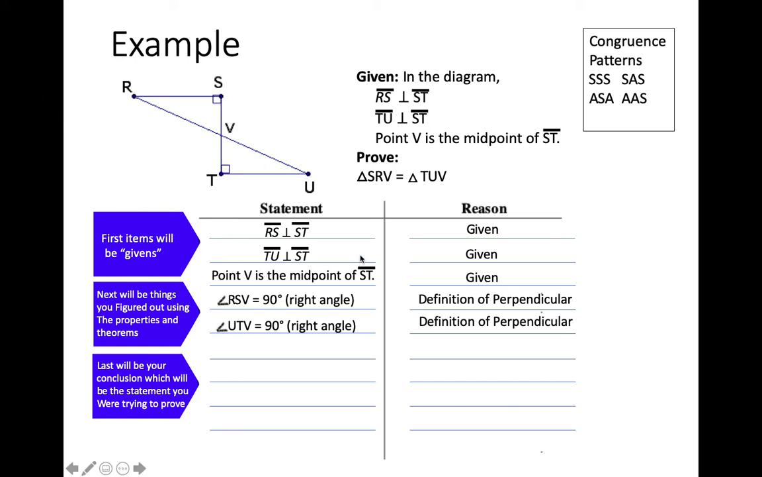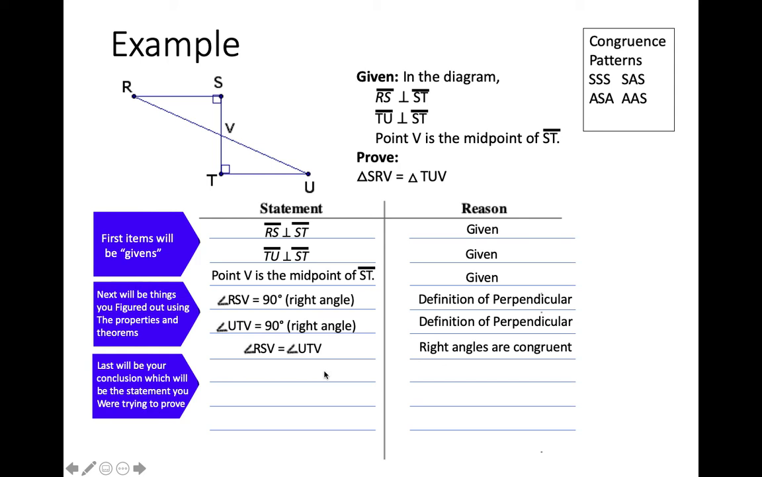So now what we can do is say that angle RSV, the first right angle, and angle UTV, the second right angle, are congruent. And that is because right angles are congruent. That was one of the theorems in our previous video. So now we have two angles, a pair of angles. So we can start thinking about either angle side angle or angle angle side, because we have an angle already.